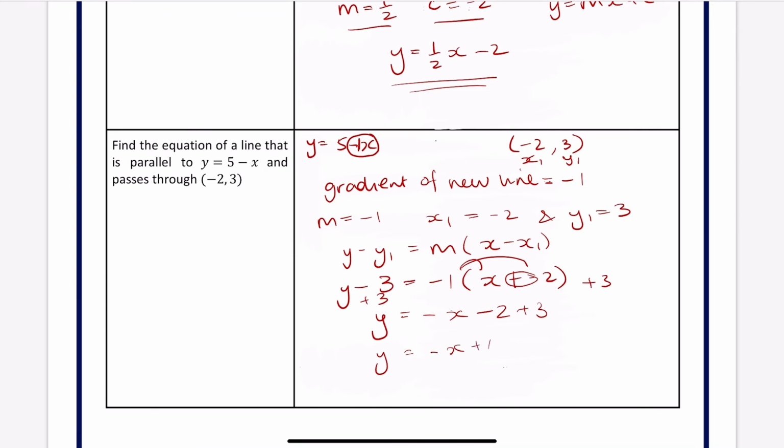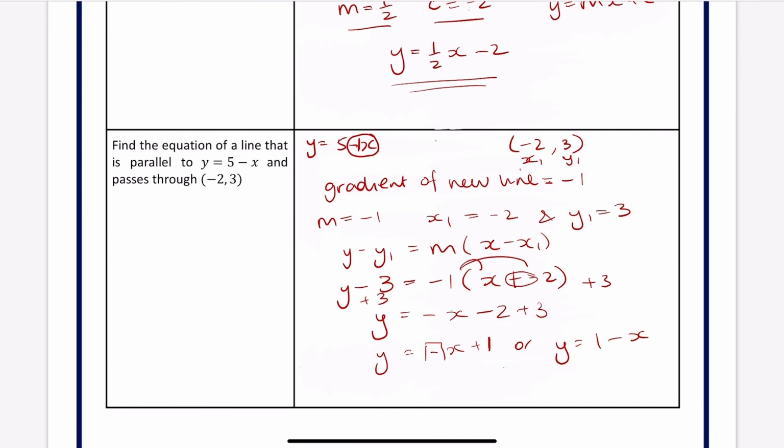I had a lot of people in the Boom Cards activity where we had to form the equation given the graph. There were two options of answers. So this one here can also be shown as y equals 1 minus x. This is just to make it nicer, because having a negative at the front is easily forgotten.